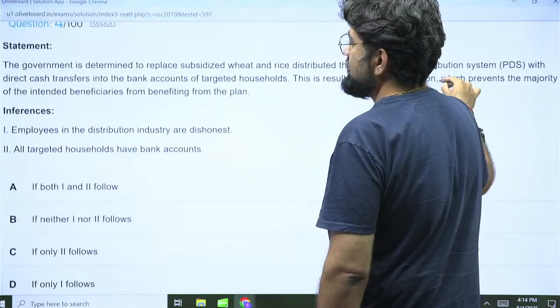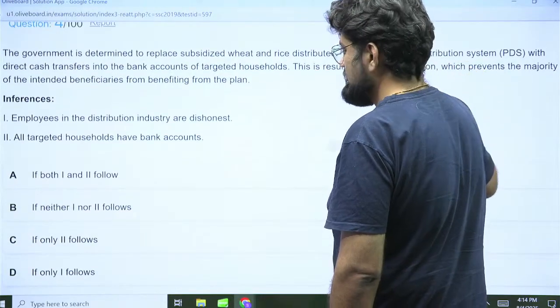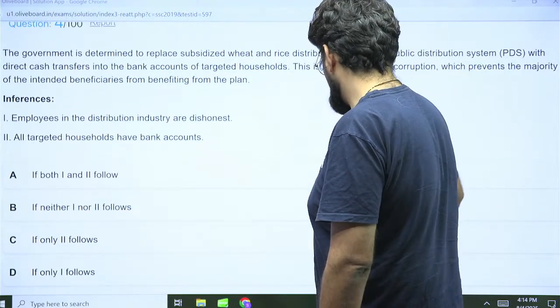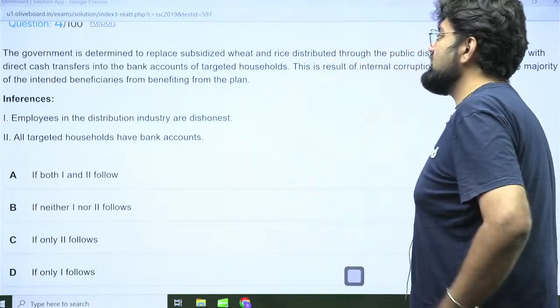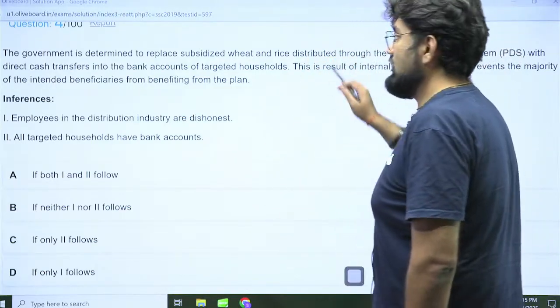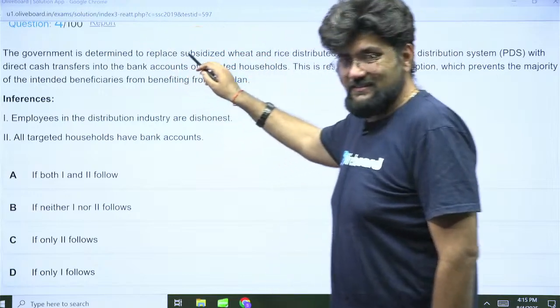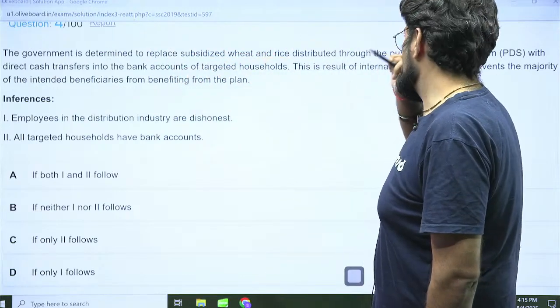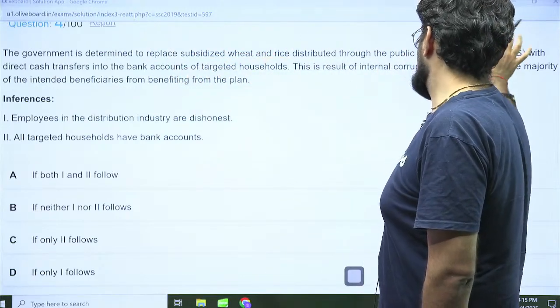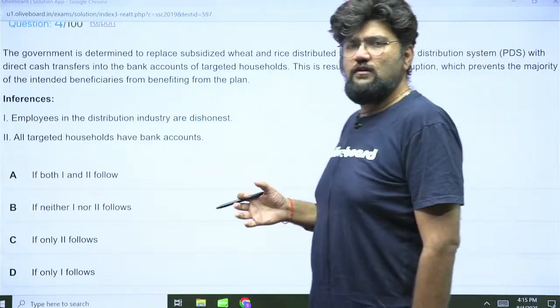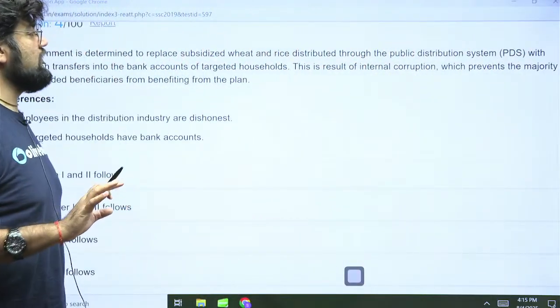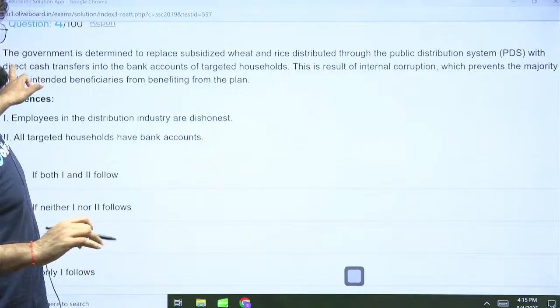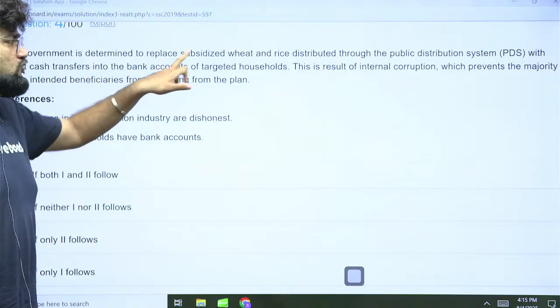Statement inference. Okay, so this is my statement. What does the statement say? The government is determined to replace subsidized wheat and rice distributed through the public distribution system, PDS. The system which used to go on, ration card, distribution, that whole system, they are determined to disable that with direct cash transfers into the bank accounts of targeted households.